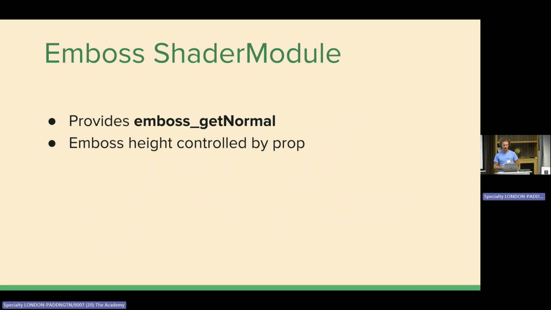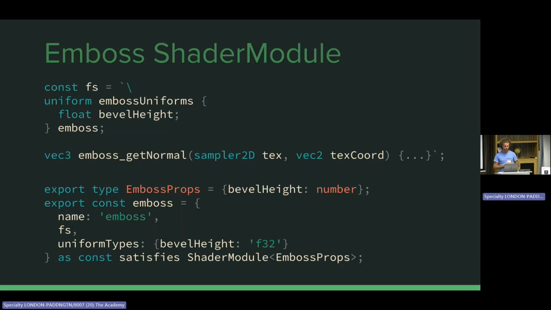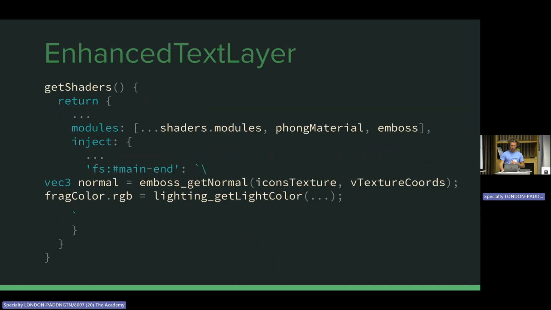And this is going to provide a function that we're then going to integrate into our custom layer. So it's the same story as before. We're going to define a fragment shader with a uniform buffer object. The only difference is that we're going to add this new function that I'm not going to go through now. It's on the last slide if you want to have a look. And we can then inject this same module back into our enhanced text layer and just modify our fragment function to not hard code the normal, to get it from this function, and then send it to lighting.